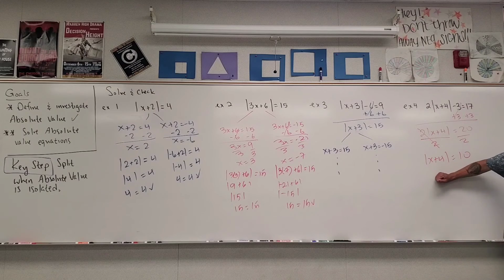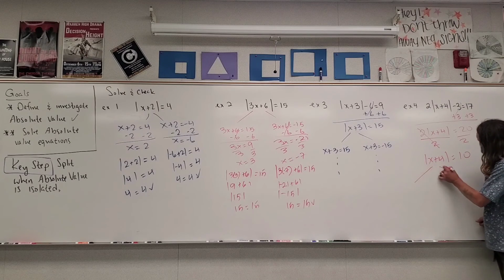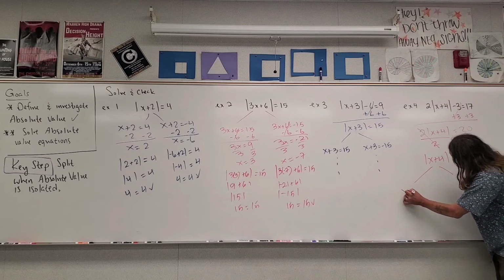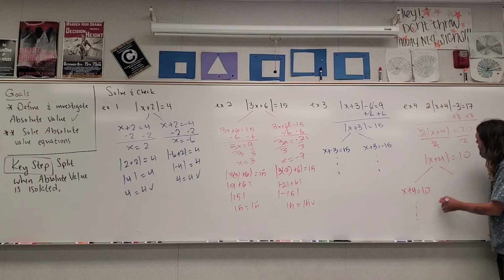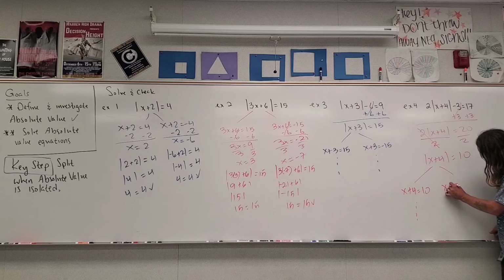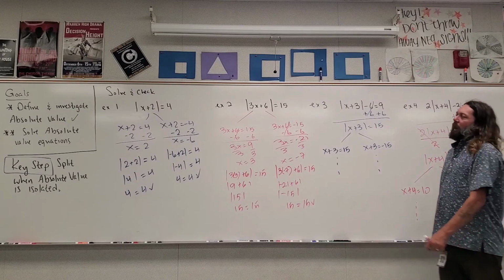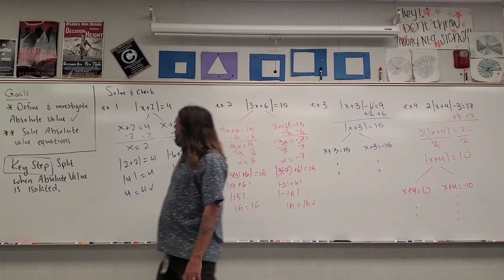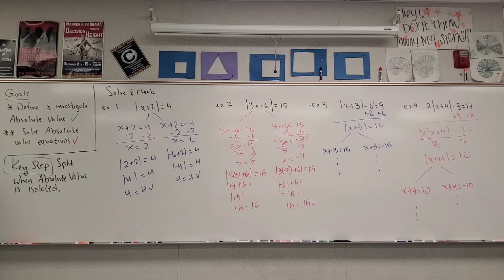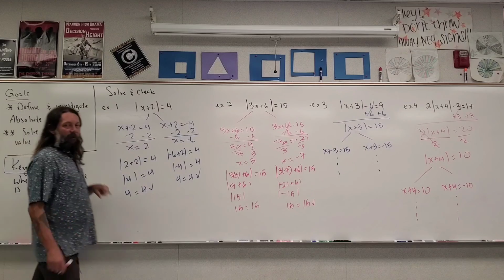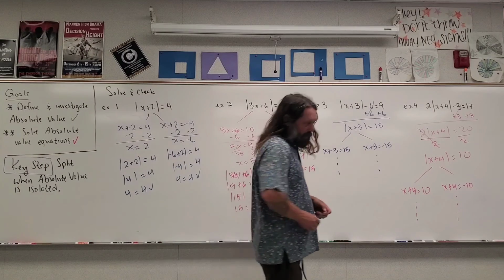Now that I've isolated the absolute value, now I can go about splitting it up. So I'm going to have x plus 4 is equal to 10, go about solving it. And the second one is going to be x plus 4 is equal to negative 10. And again, go about solving it and checking it. So I'm going to check off the second goal. And again, please make sure that you understand to split the absolute values after it's isolated, not before, otherwise we're going to run into problems.